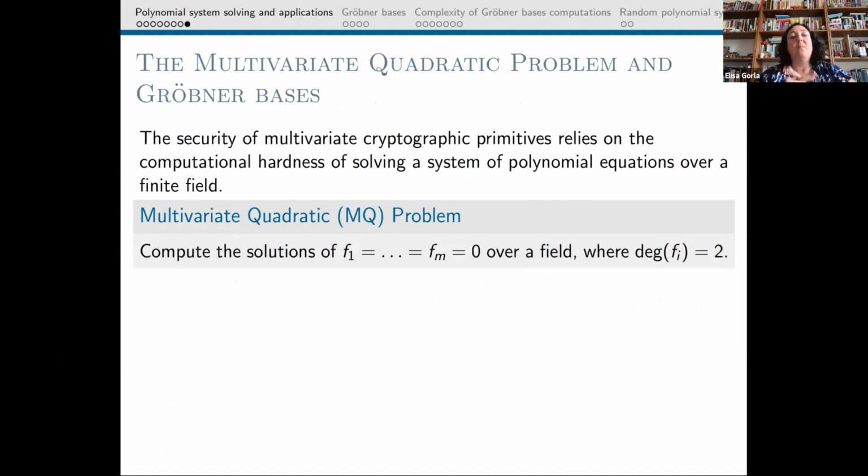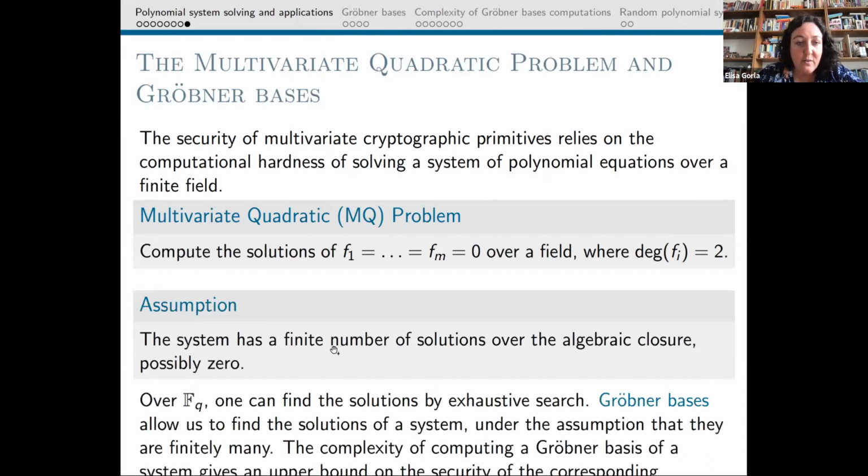Then the security relies on the fact that the adversary, Eve, cannot solve the system. It relies on a problem which is usually called the multivariate quadratic problem. This problem is the problem of computing the solution of a system of equations, quadratic if you speak about multivariate quadratic, over a finite field, or over a field in general, but in our case it will be a finite field. We assume throughout that the system has a finite number of solutions, not only over the finite field, which would be trivial, but over the algebraic closure.